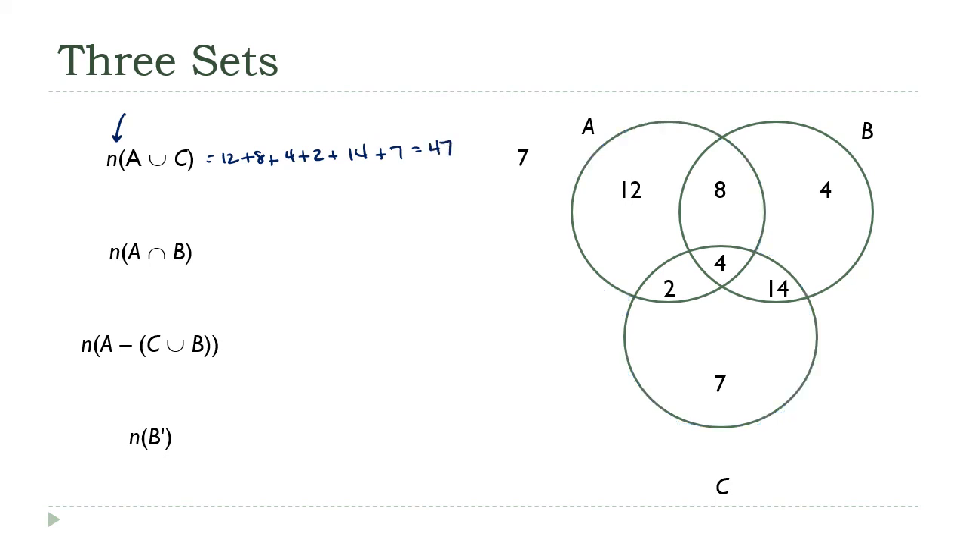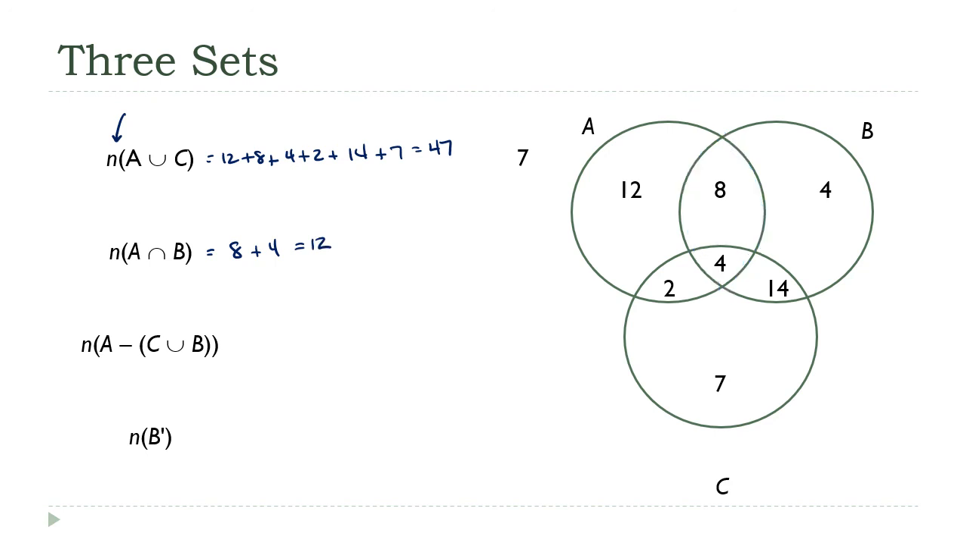Okay, so how about the next one? The cardinality of the intersection of A and B. Well, the intersection of A and B is right here. So the cardinality will be, again, the sum of the parts. 8 plus 4 is 12. All right, how about the next one?